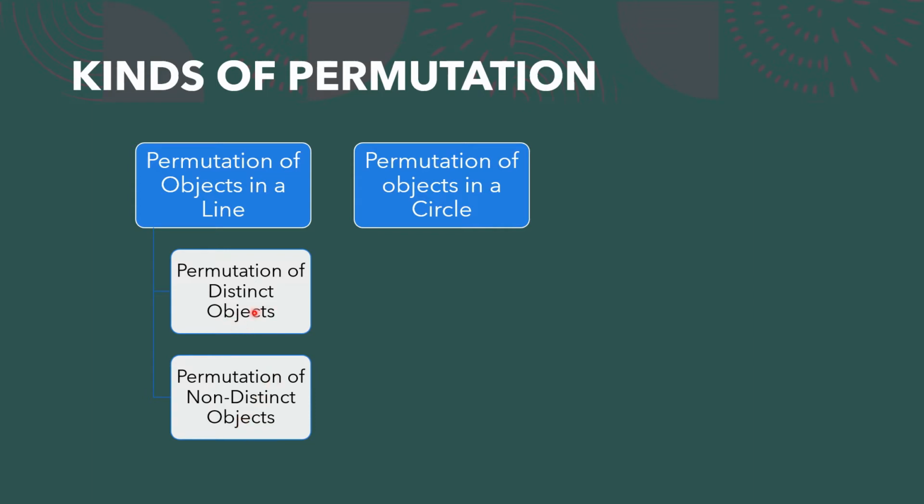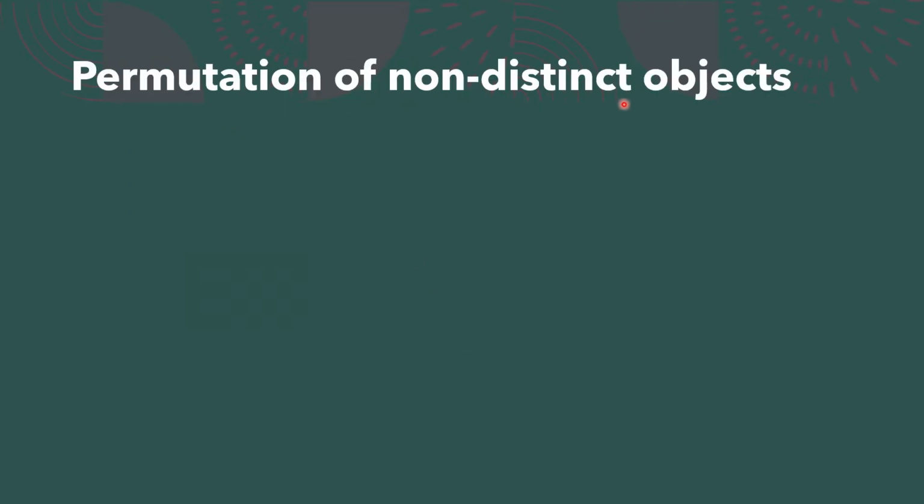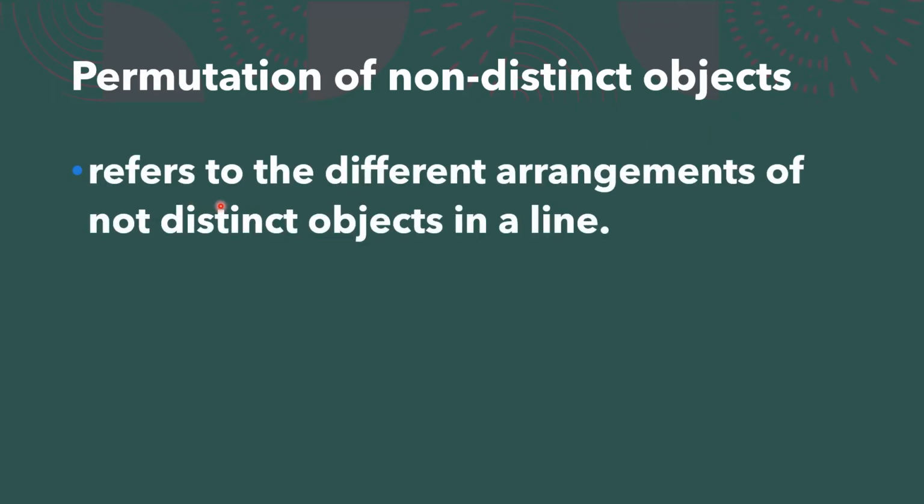In our past lesson, we discussed permutation of distinct objects. In this lesson, we're going to discuss permutation of non-distinct objects. And then later on, we're going to discuss permutation of objects in a circle. When we say permutation of non-distinct objects, we're going to consider two conditions. First, it refers to the different arrangement of not distinct objects in a line. Since this is under the permutation of objects in a line, dapat naka-arrange pa rin siya in a line.